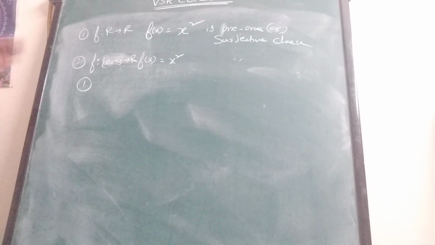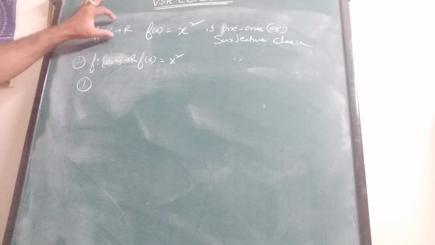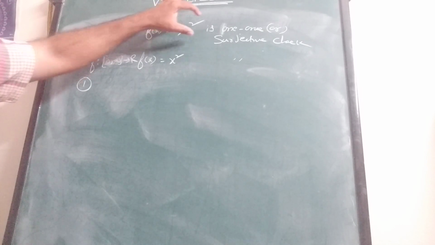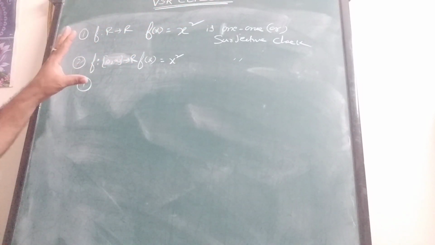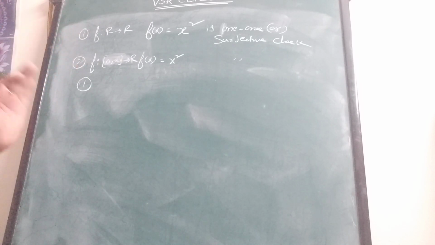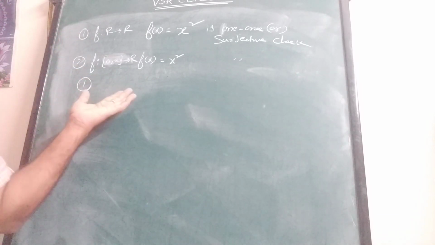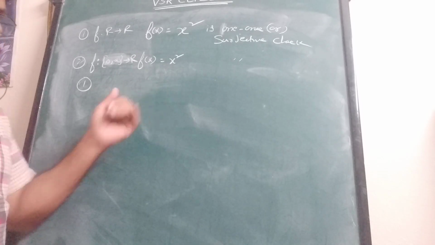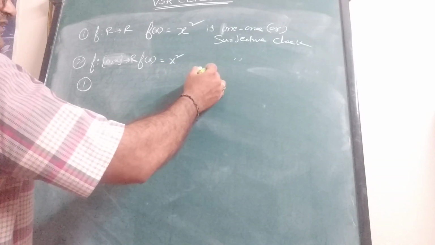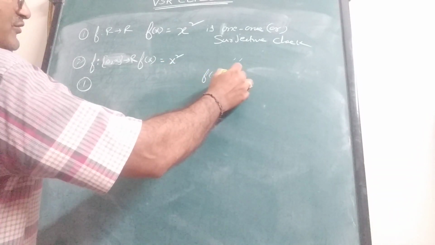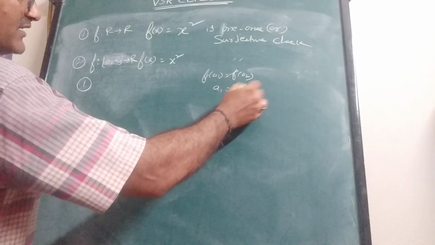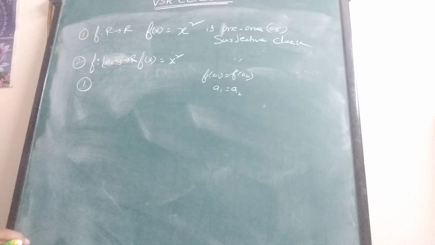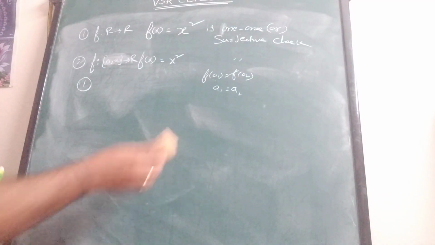Now we are going to discuss f from R to R, f of x is equal to x square, is it 1-1 or surjection. By the definition we have to prove this one. What does the definition say? For all a1, a2 belonging to the domain, if f of a1 is equal to f of a2, then f will be cancelled and a1 is equal to a2. Like this you have to get it, then we can say that it is a 1-1 function. Okay, now we will see this.